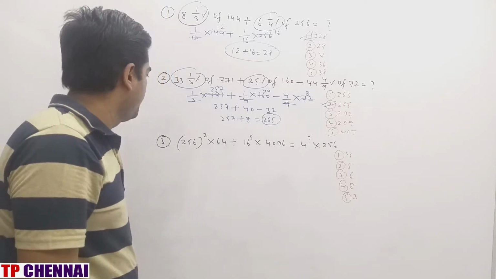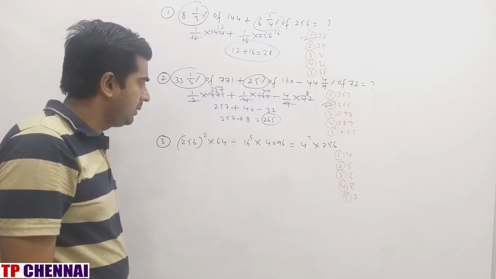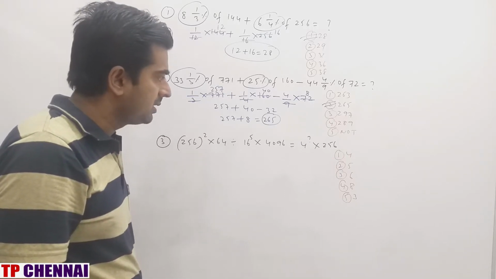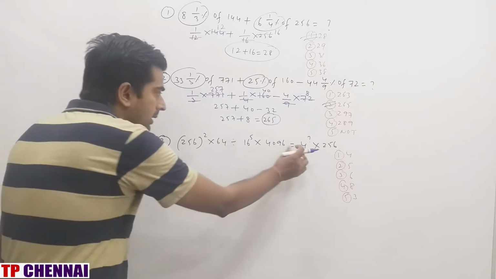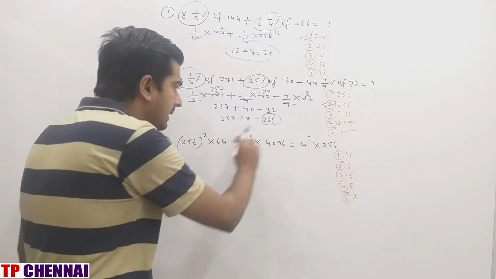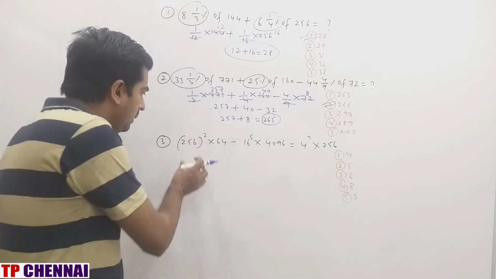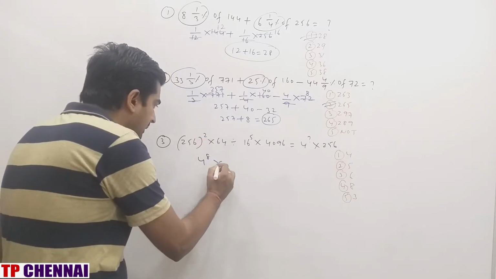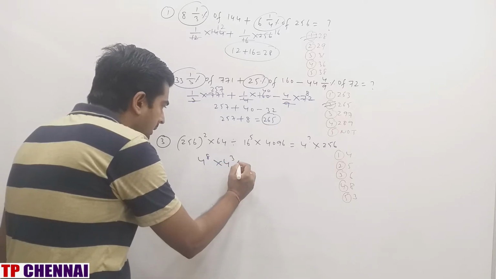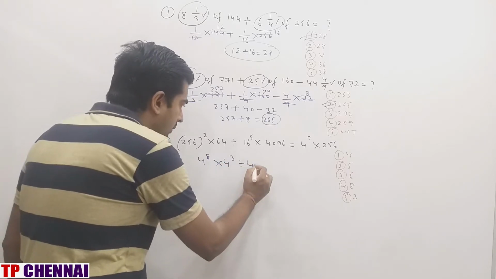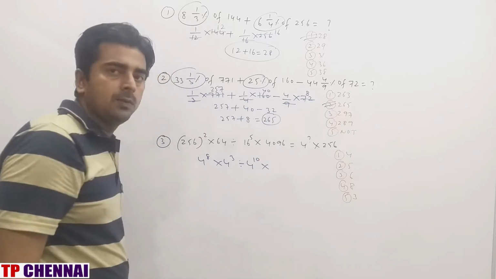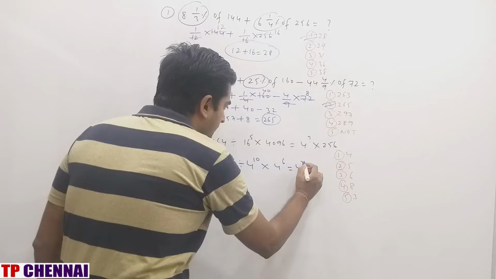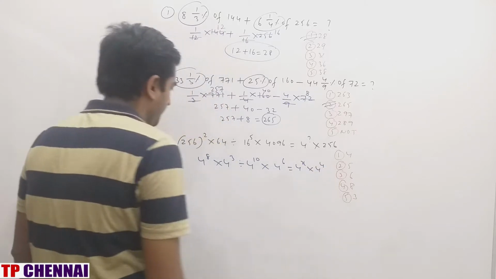Third one, 256 whole square into 64 divided by 16 power 5 into 4096 is equal to 4 power question mark into 256. Now here 4 power question mark is there. So convert everything in terms of 4 power. 256 is nothing but 4 power 4. So this is 4 power 8. This is 4 cube. This is divided by 4 square. So 4 power 10 into, this is how much? 4096, 4 power 6, is equal to 4 power x into 4 power 4.